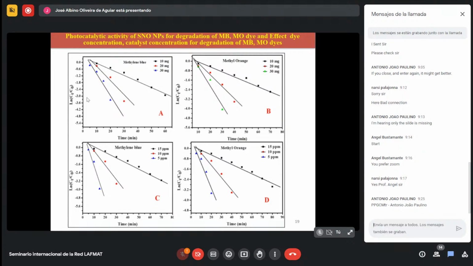As the concentration of dye increases, the degradation time increases. At 15 ppm it takes 80 minutes, but at 5 ppm it is degraded within 20 minutes.